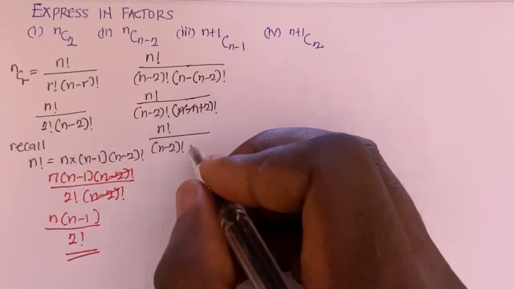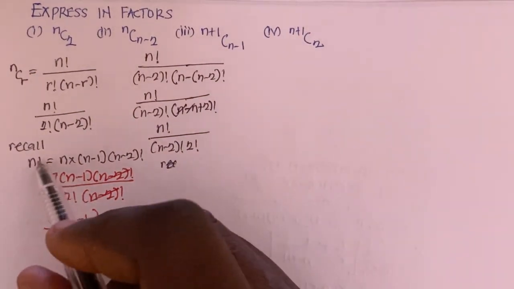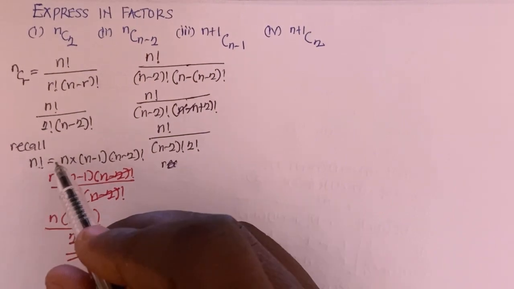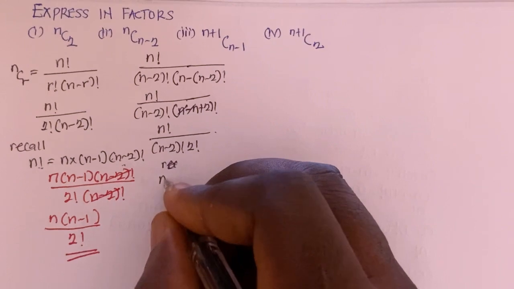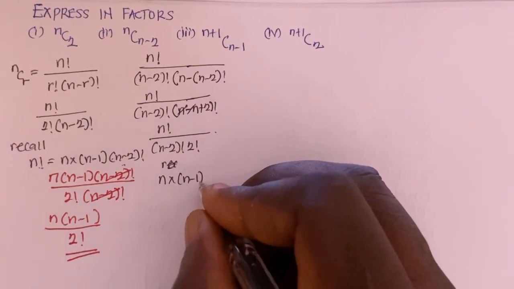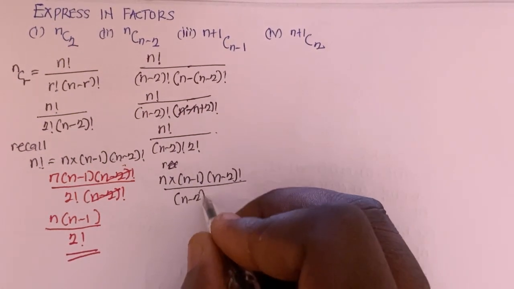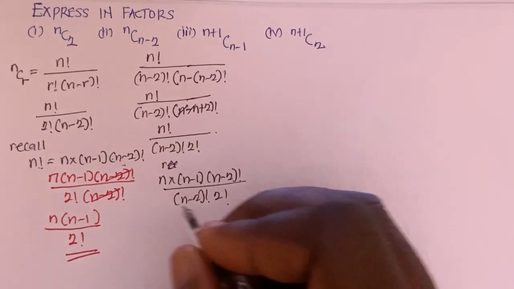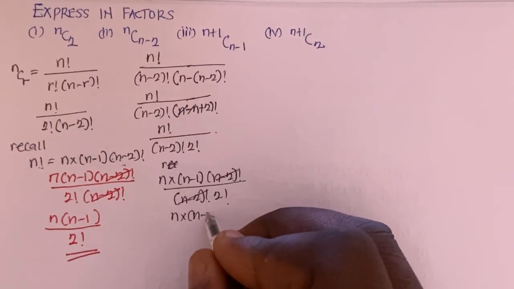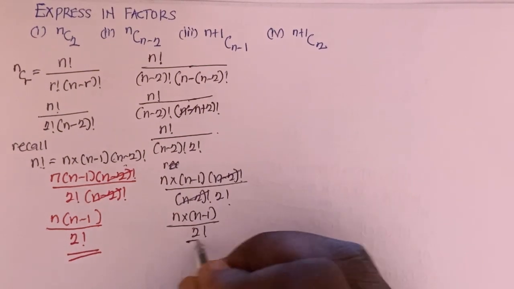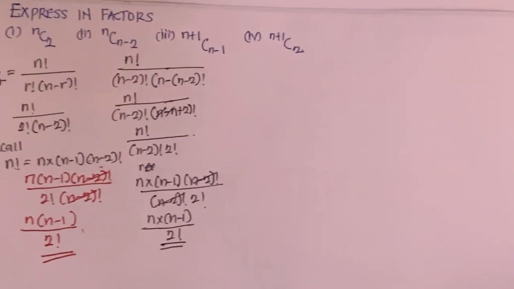The next one is 2 factorial. Whenever you have n factorial, it's n into brackets of everything here. So we have n multiplied by (n minus 1), then n minus 2 factorial, divided by n minus 2 factorial, 2 factorial. This cancels this, and I'm having n multiplied by (n minus 1) divided by 2 factorial. So it's the same thing as the previous expression. Wow, it's making sense.